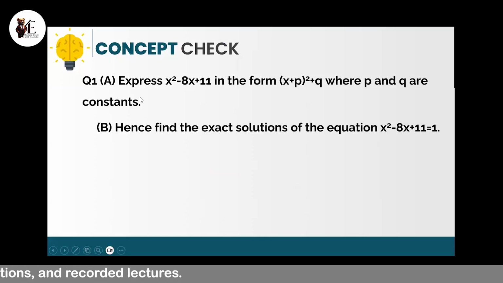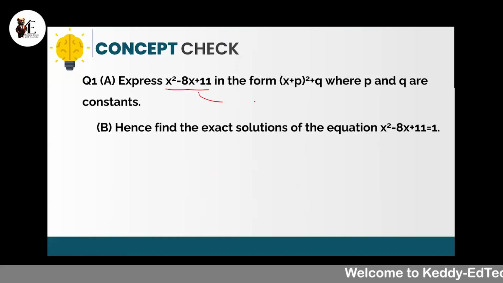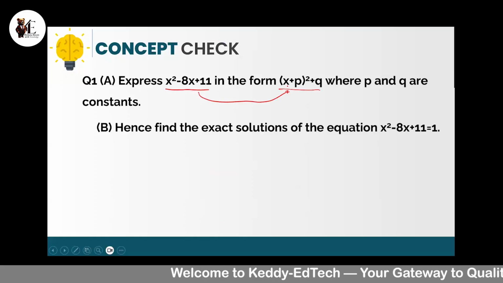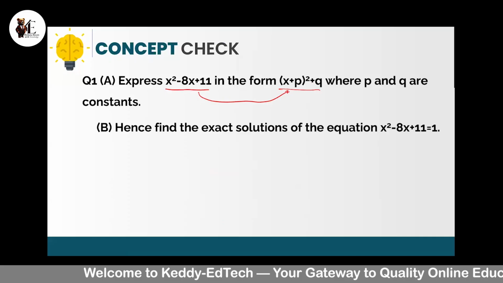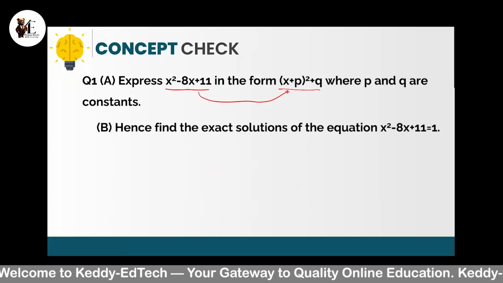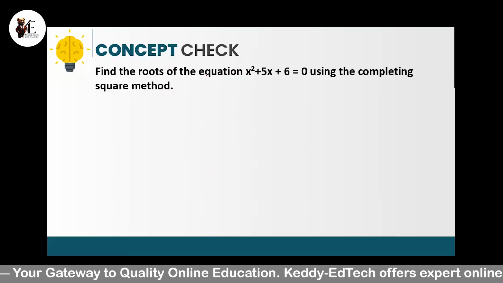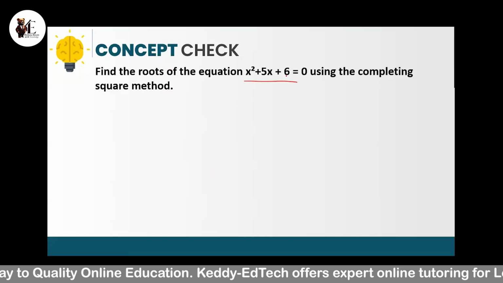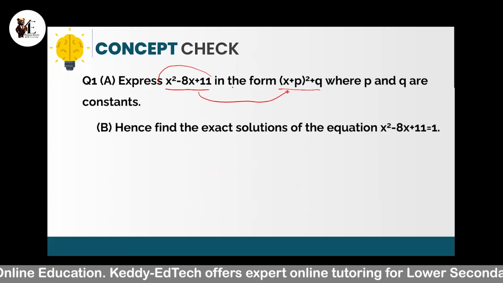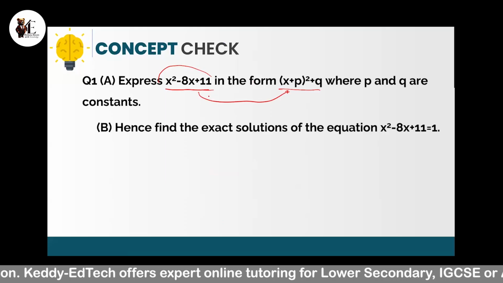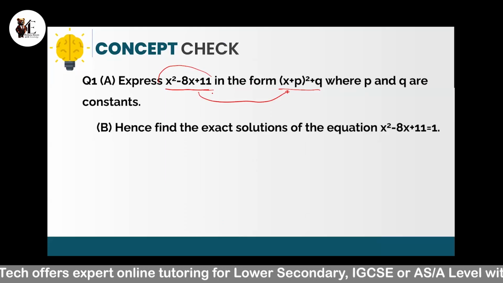Okay, so this is a past year's question. So you have to write this expression in this form. Whenever such types of questions come, you have to use the completing the square method. And you can see that there is no equality sign here. In the earlier question, there was an equality sign, so we were shifting the constant term to the other side. But there is no equality sign here, so we will not shift the constant term to the other side.